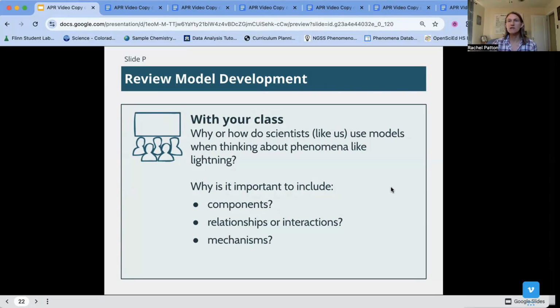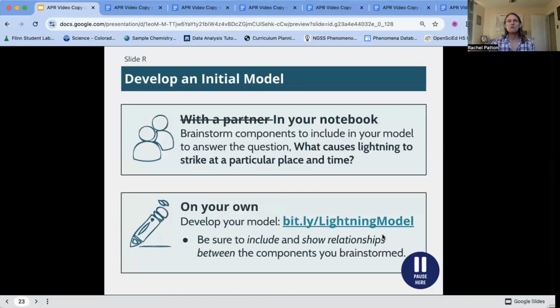Remember that models help us predict or explain, and think about why it's important to include all of these things here: the components of a model, relationships or interactions between components, and also mechanisms. So in your notebook, think about what sort of components you might need to include in a model that answers the question, what causes lightning to strike at a particular place and time?